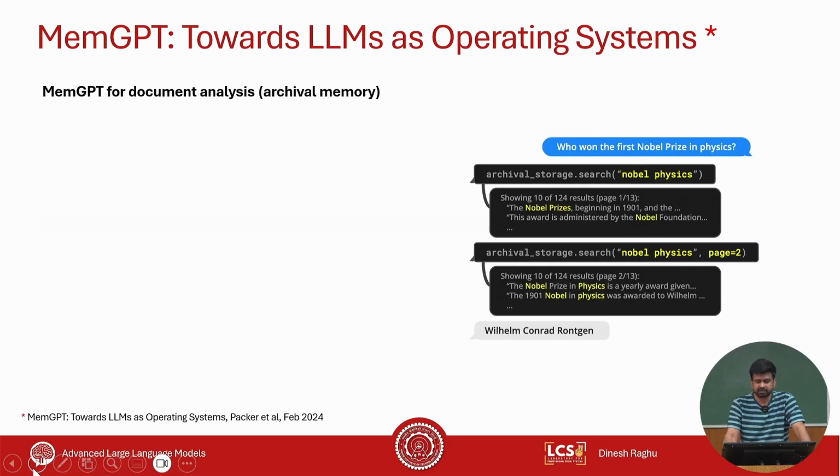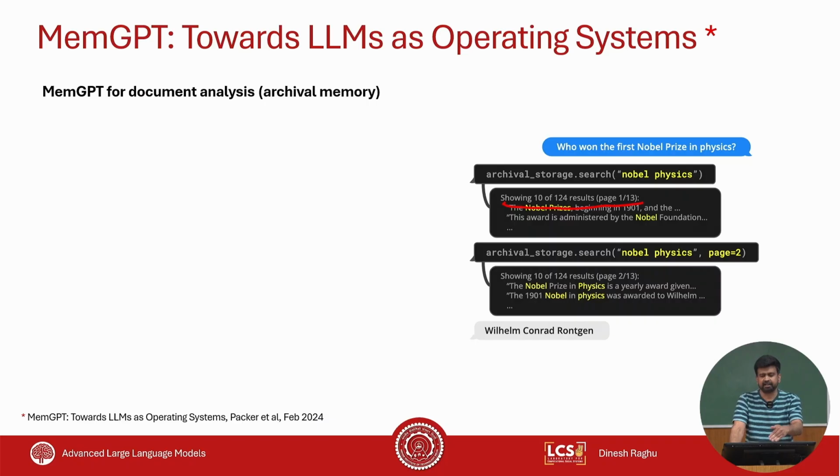So basically, MemGPT has this ability where if you're searching your archival storage, you cannot get all the search results. When you don't give the page, it will give you the top 10. When you say page 2, then it will give you 11 to 20. So now let's say the first output is archival storage search Nobel physics for this question, who won the first Nobel Prize in physics? Then it will look through all the 10 documents, and it would also say something like showing 10 of 124 documents, page 1 out of 13, just to give some context to the LLM.